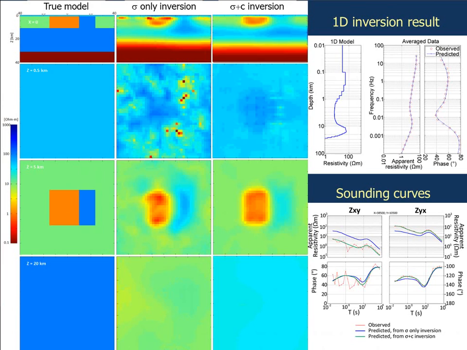The apparent resistivity curve shifts, mostly apparent resistivity. There is also an effect in the phase, but it's much more subtle. So we're doing a much better job with our conductivity plus distortion inversion.